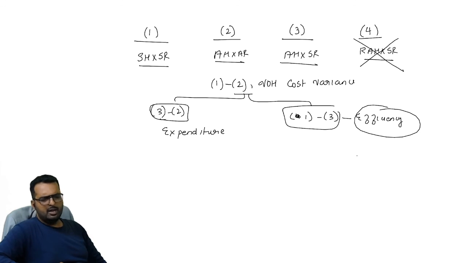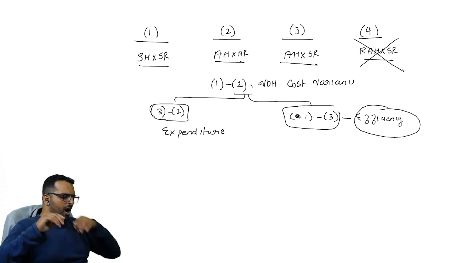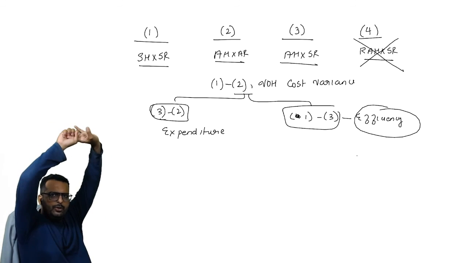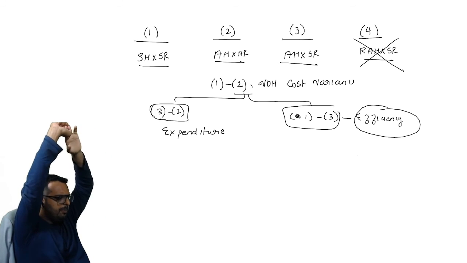It can't be per unit, it will be per hour always. It will never be per unit. Sorry, per unit. Yes, it will be per hour only.